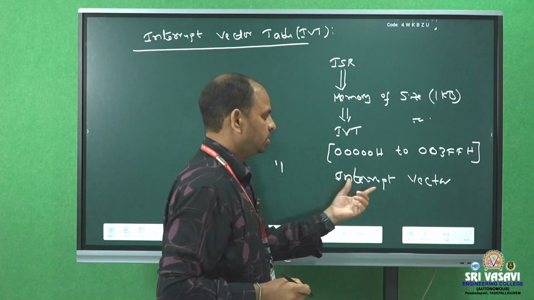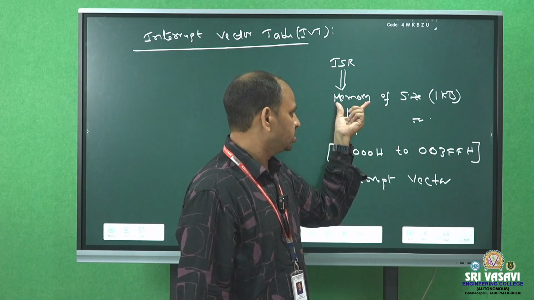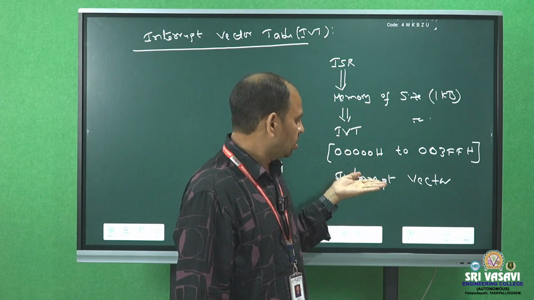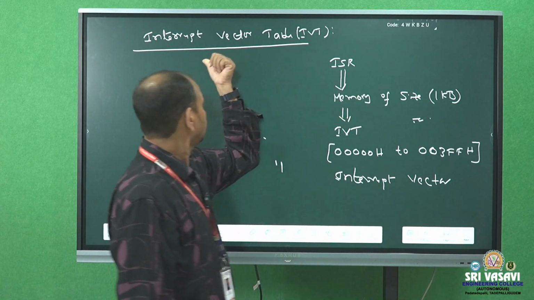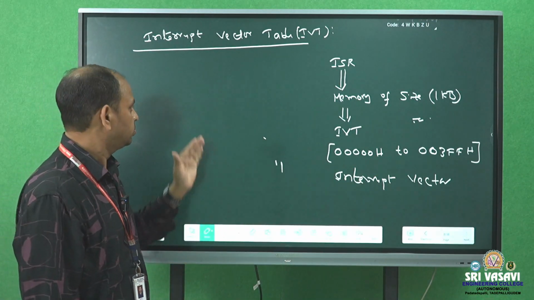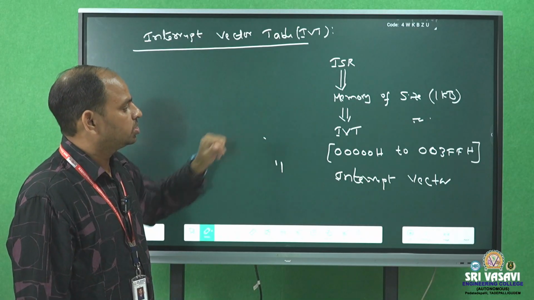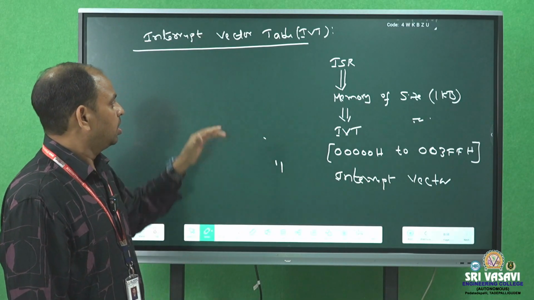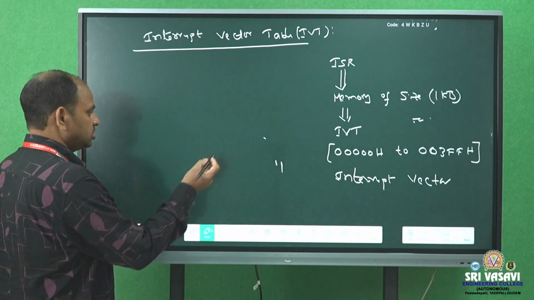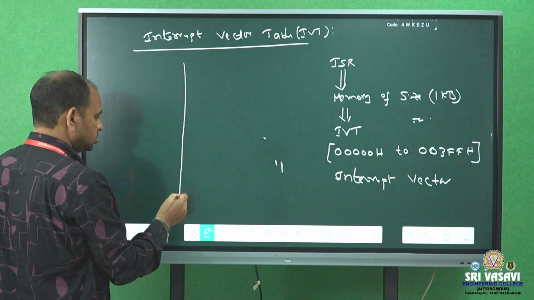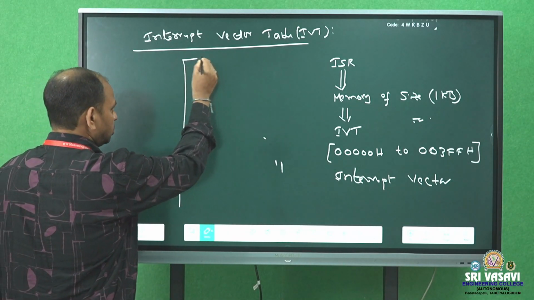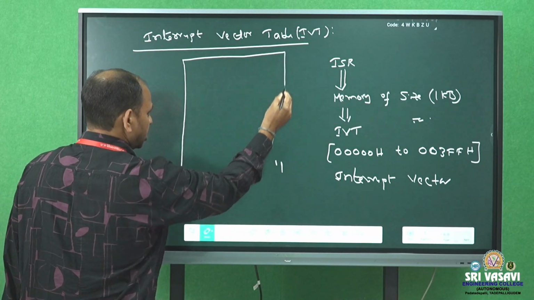So the starting address of every ISR is called the interrupt vector, and all these vectors are stored in a table that is called the interrupt vector table. Okay, so this is about the interrupt vector table, and we can draw the table for this. That is, this is the interrupt vector table.